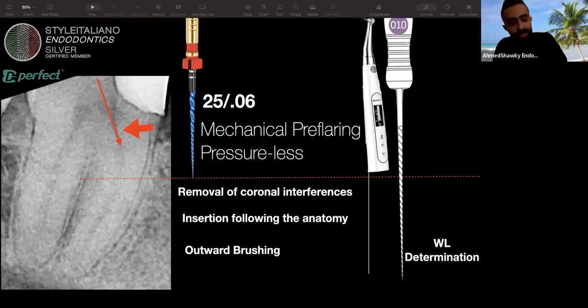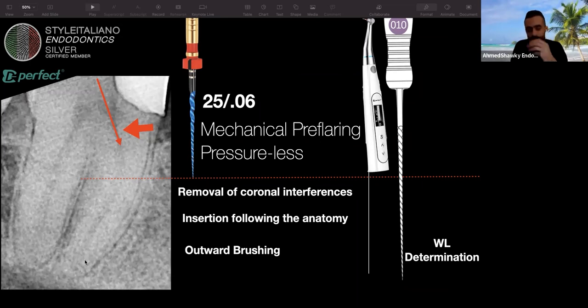This case, I like it very much because it has all the features. We have an S-shaped mesial root canal. We have a cervical dentine triangle, very large, and I need to simplify my sequence. So what I did here, pre-flared the root canal with 2506, mechanical pressureless pre-flaring. Don't press, just like the pressure of a brush, okay?